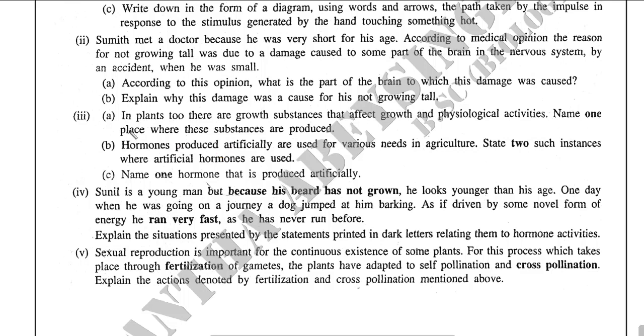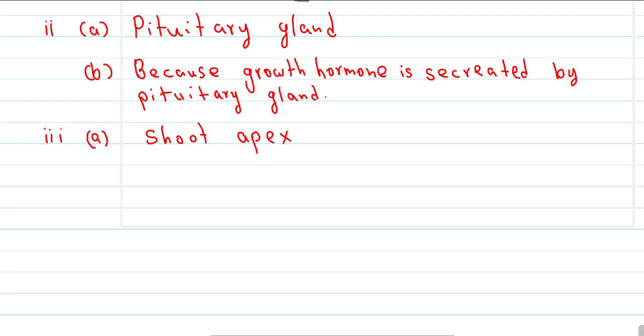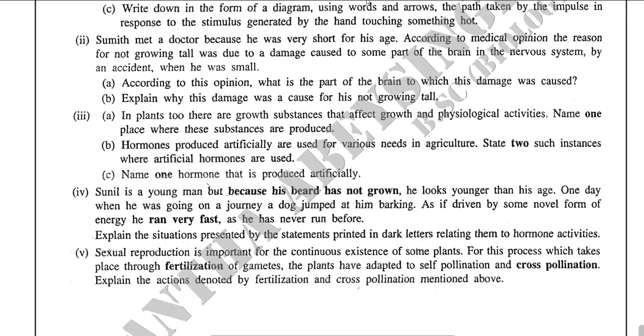Hormones produced artificially are used for various needs in agriculture. State 2 such instances where artificial hormones are used. Artificial hormones can be used for the rooting of cut branches. If you cut a branch, then to get roots, you apply some hormones, right? Part B: to get roots for cut branches. And hormones too in agriculture.